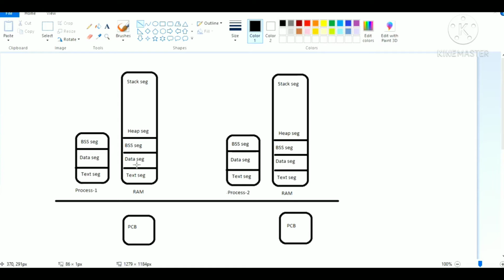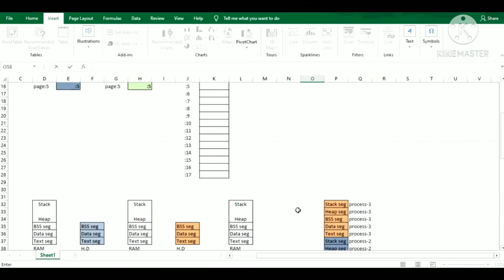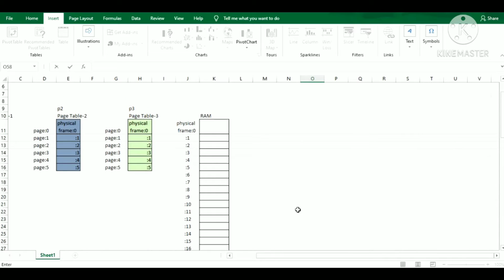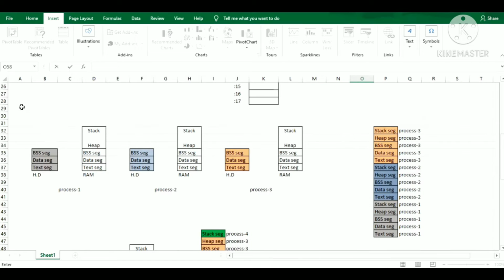See, look, the process contains segments, and after execution it's loaded into the RAM. Two more segments will create a heap and stack segment. You can look into it. The pages are created in the physical frame of the RAM. I mean that these all will load like this. We'll see first how those segments will be loaded into the physical frame of the RAM.